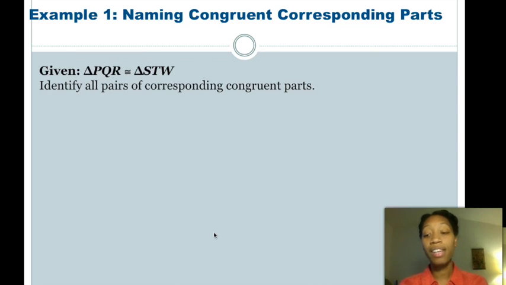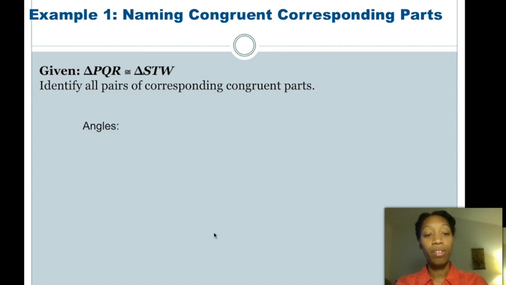Okay, so now let's see if we can use corresponding parts to identify all the pairs of all the equal angles and all the equal sides. You can do this even without drawing a diagram. If I look at what they've given me here, triangle PQR is congruent to STW, well, since the P is first and the S is first, okay, so what angles are equal?